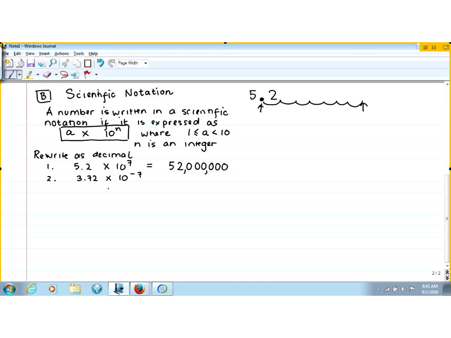How about 3.72 times 10 to the negative 7? So we go the opposite direction how many times? 7 times? Okay, so 1, 2, 3, 4, 5, 6, 7. Here. So how many zeros do I have? 1, 2, 3, 4, 5, 6. 0, 0, 0, 0, 0, 0, 372. So as you can see, these numbers are either big or small, very small.